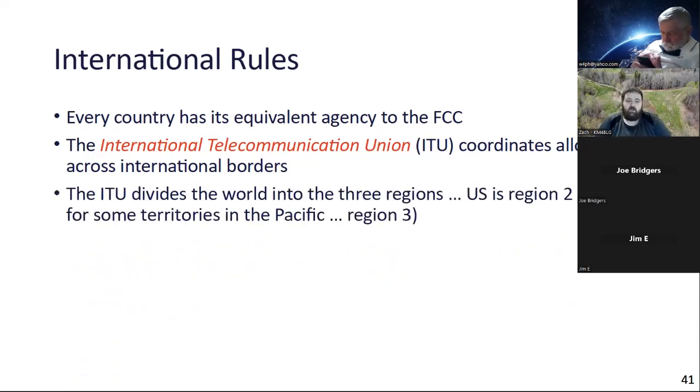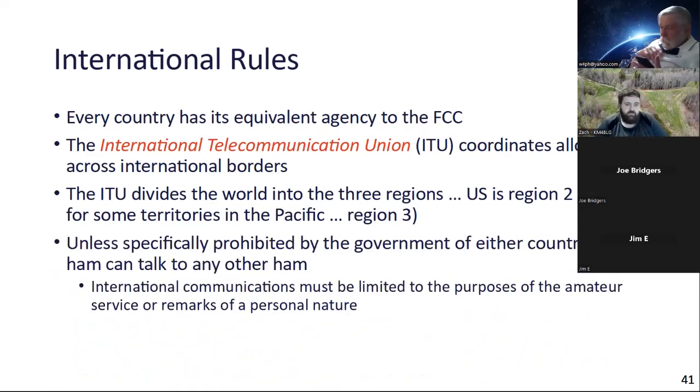The ITU divides the world into three regions, and the U.S. is in Region 2, except a very small sliver over the Pacific, which is in Region 3. Just good to know which region you're in. Unless you're specifically prohibited by the government of either country, any ham can talk to any other ham in any area. International communications must be limited to the purposes of the amateur service or remarks of a personal nature.